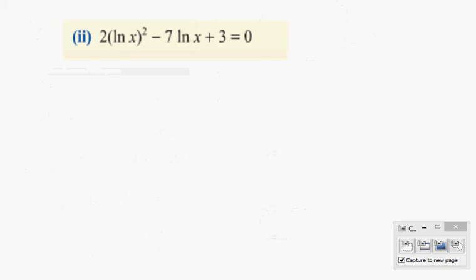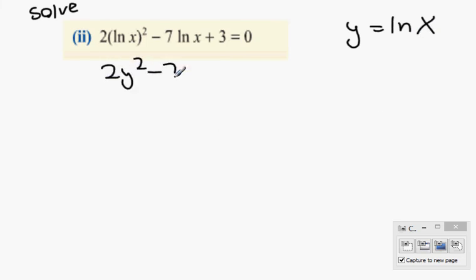Okay, lads, this one here, it's a solved question. We've never solved anything that looks remotely like it. So let's not start now. Let's let y equal ln x, because it makes sense. Then we're going to get 2y squared minus 7y plus 3 equals 0.